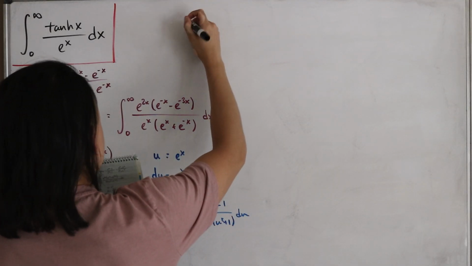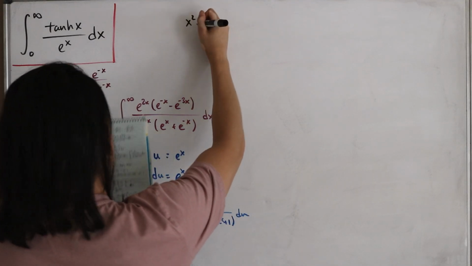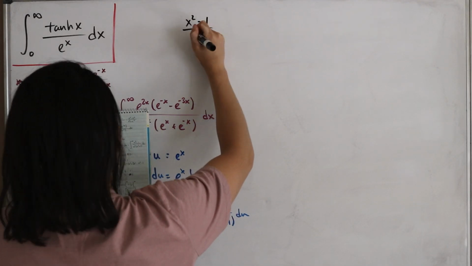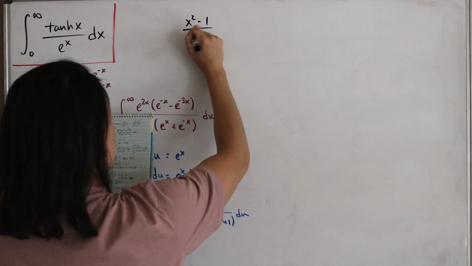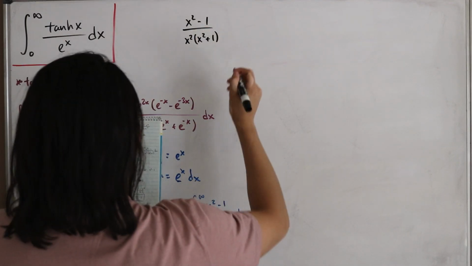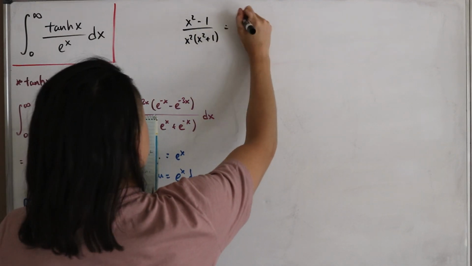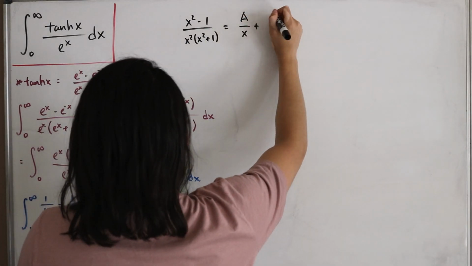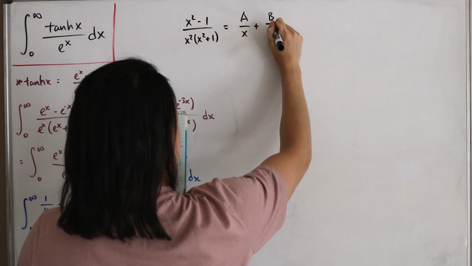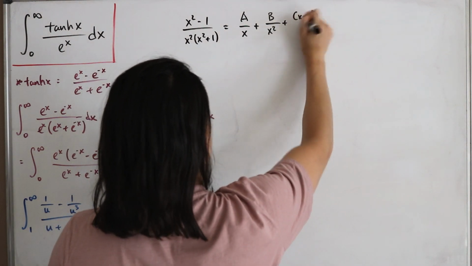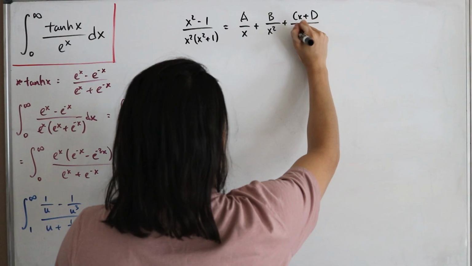I actually had this in terms of x in my notes, so I'm just going to write this in x for the time being, and then we'll go back to u afterwards. So x squared minus 1, divided by x squared times x squared plus 1. Then it has a nice form with our constants, such that this is a divided by x, plus b divided by x squared, plus cx plus d, divided by x squared plus 1.